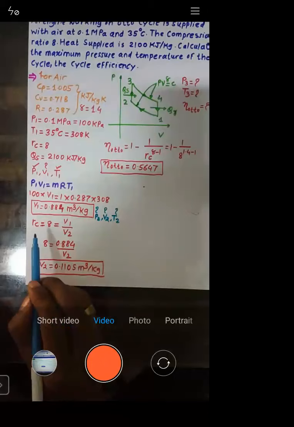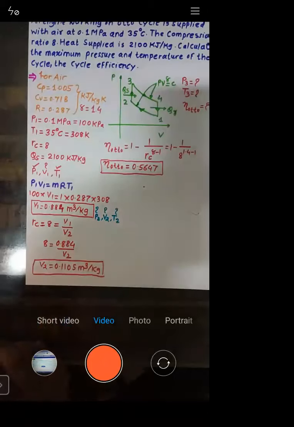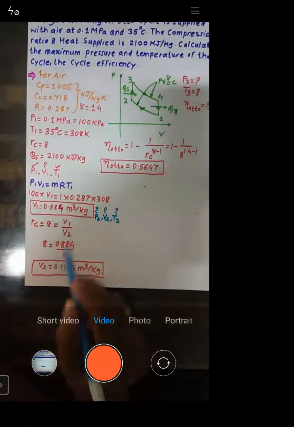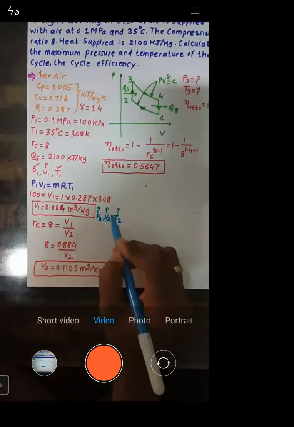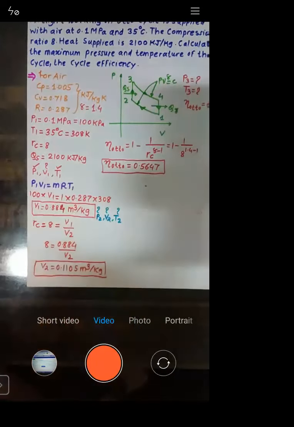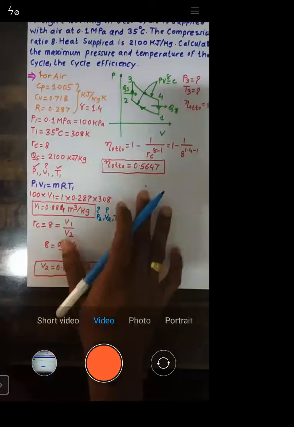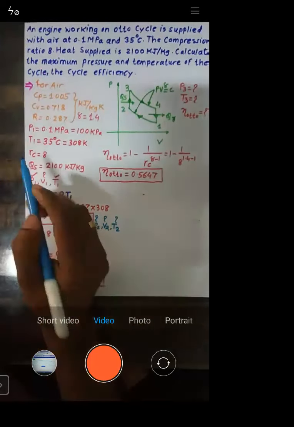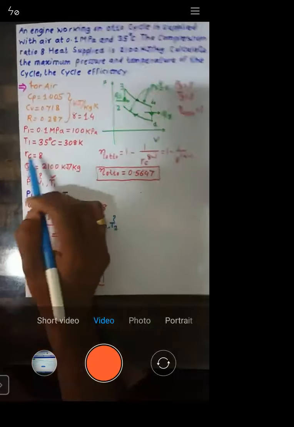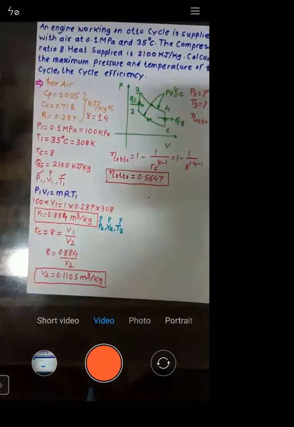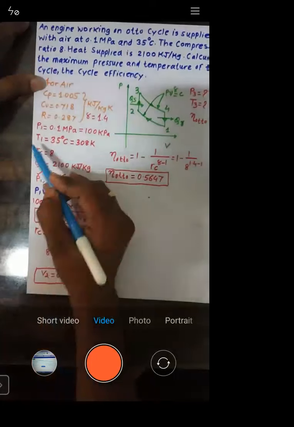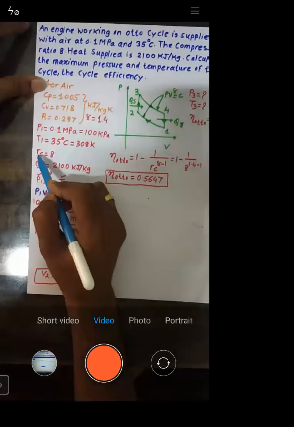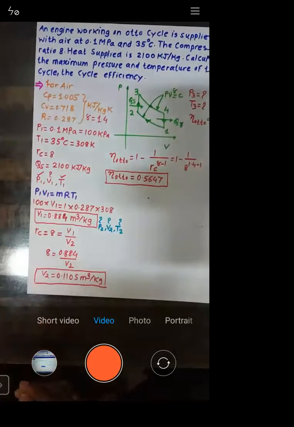Once I have the value of V1, I use the expression for the compression ratio, V1 by V2. From that I got V2. Now V2 is known. One more term we have yet not used, and that is the heat supplied. P1, T1 and RC we have used, but the heat supplied we have not used. So let us use that.